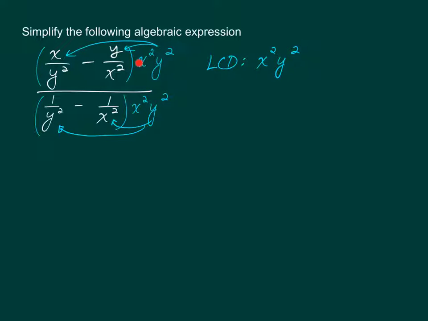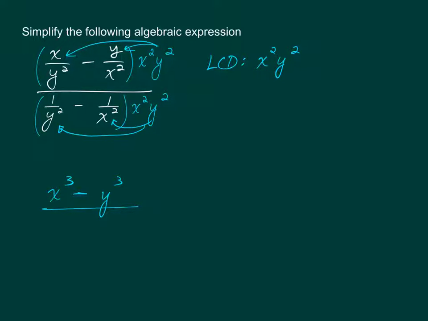So when you multiply this times this fraction, the y squareds will cancel, leaving you with an x times an x squared, which if you multiply x times x squared leaves you with an x cubed. When you multiply this to the second fraction up here, the x squareds will cancel, leaving you with a y times a y squared, which is a y cubed. And there is a subtraction in between them. There it is right there. That's the same subtraction.